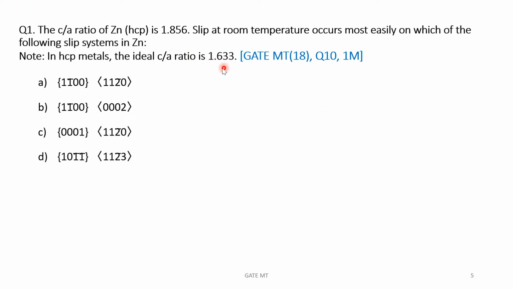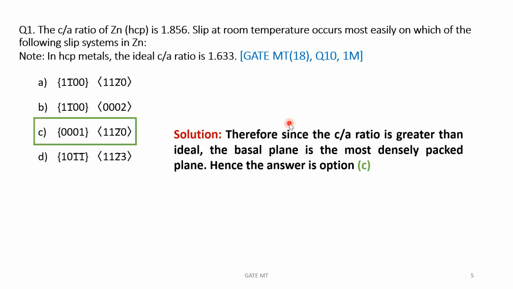But since the conditions are those of the ideal one, the most densely packed plane will be the basal plane, and hence our option will be the 0001 plane with the 112bar0 direction. So I hope it's clear to all of you.